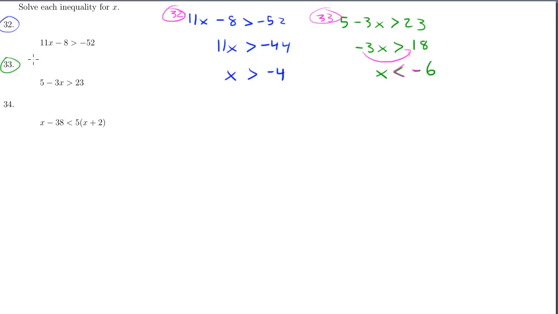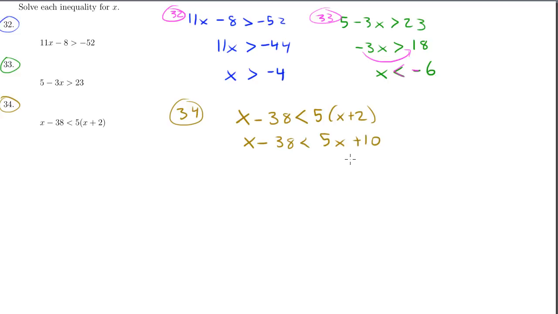Okay. Last, number 34. For number 34, we've got x minus 38 is less than 5 times x plus 2. Alright, so x minus 38 is less than 5x plus 10. So negative 38 is less than 4x plus 10. Negative 48 is less than 4x, so negative 12 is less than x.